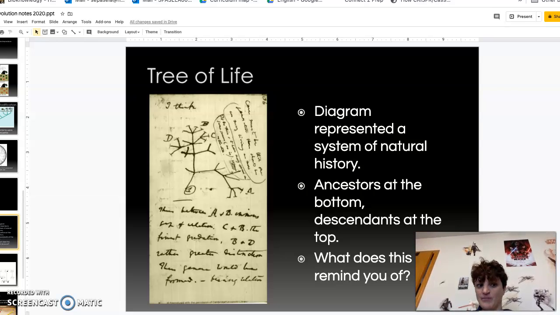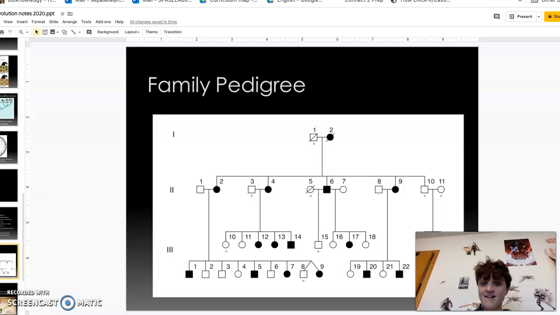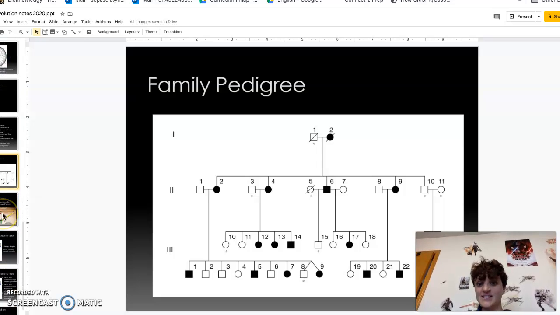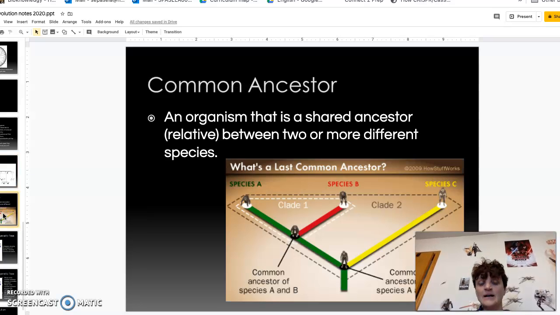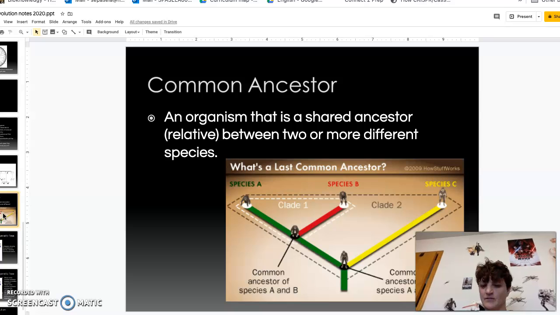As Darwin traveled around the world, he started coming up with these little trees. And what does this remind you of? The pedigrees that we worked on in genetics. It's exactly what they are. They're kind of upside down, but it's exactly what they are. We're going to do an online activity with cladograms, with these family trees turned upside down.